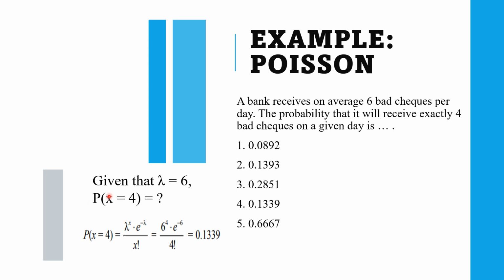And the probability of x equals 4 will be what? So we know lambda is 6, so 6 to the power of 4, times e, Euler's constant, to the power of negative 6, over the factorial of the number of events, which is 4. So you will calculate this value and you will get 0.1339. So the answer will be 0.1339.